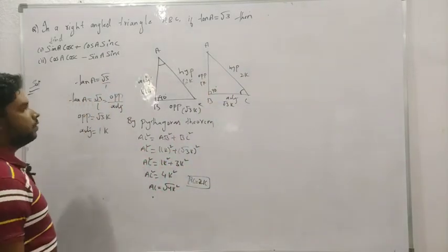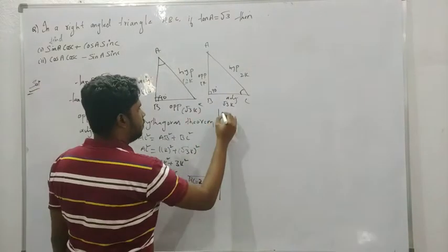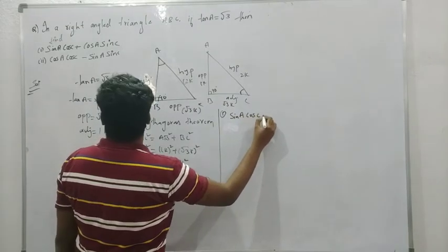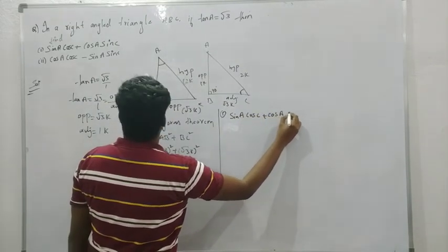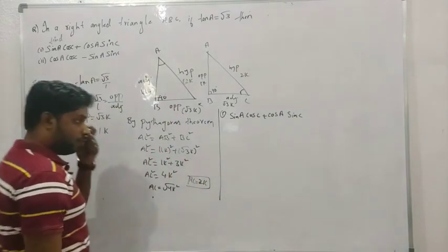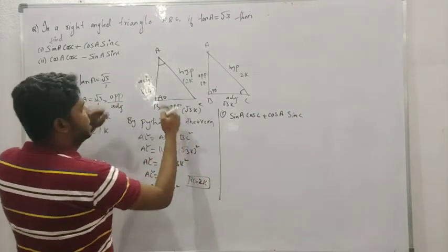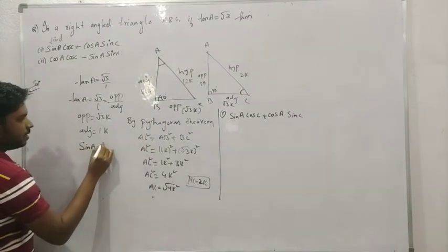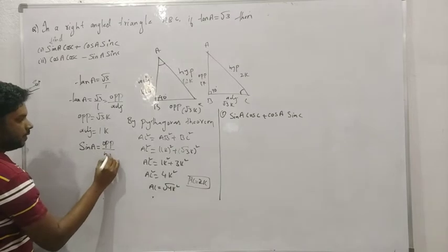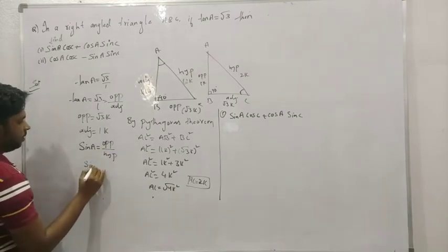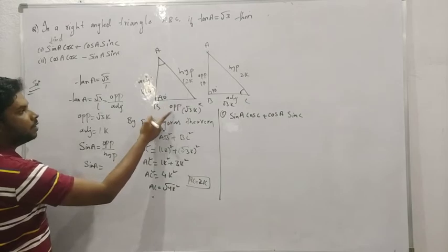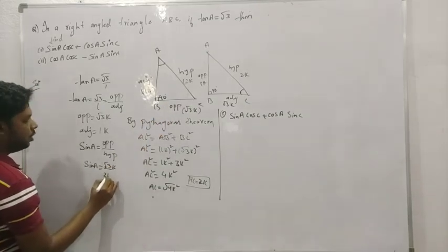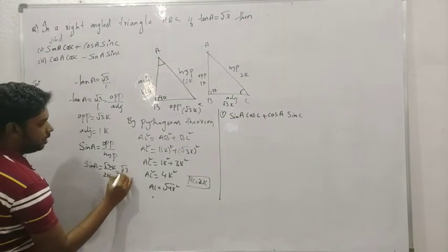Now easily I can find the first one. What is there? Sin A cos C plus cos A sin C. First we have to find sin A from this figure. Sin A formula is opposite divided by hypotenuse. So sin A is equal to, from this figure, opposite is root 3k divided by hypotenuse 2k. K gets cancelled, I get root 3 by 2.